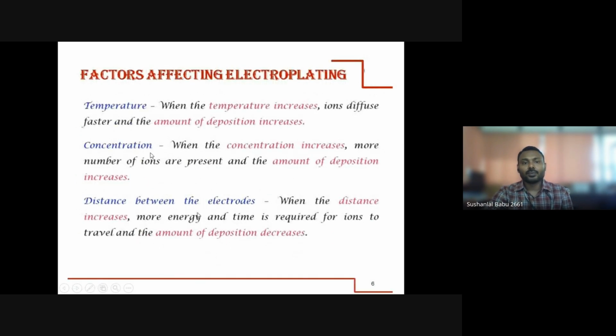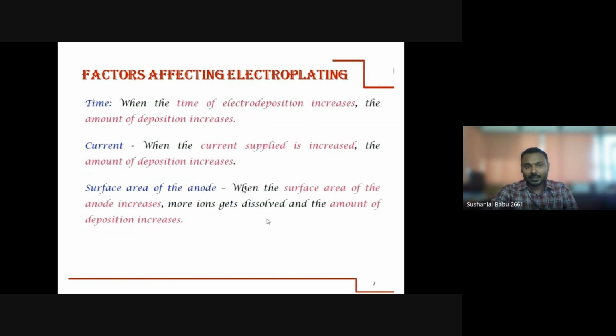Then, what are the important factors which affect electroplating? First one is temperature. When the temperature increases, the amount of deposition increases. Both are proportional to each other. Concentration. If the concentration of the electrolyte is higher, then more deposition will happen. Then distance between the electrodes. If the distance is very close, then it will enhance the deposition rate. If the distance is too large, it will decrease the deposition rate.